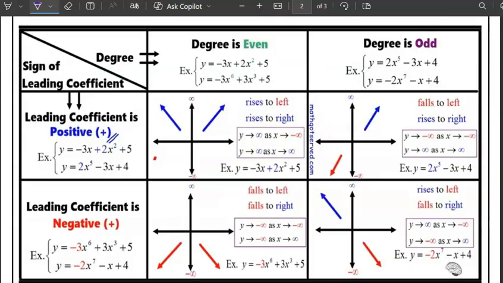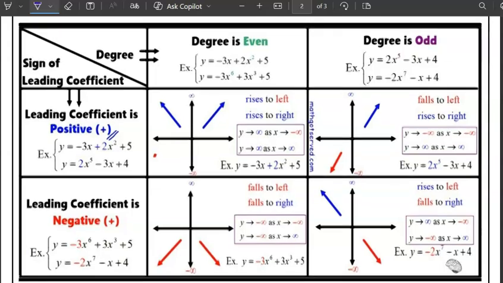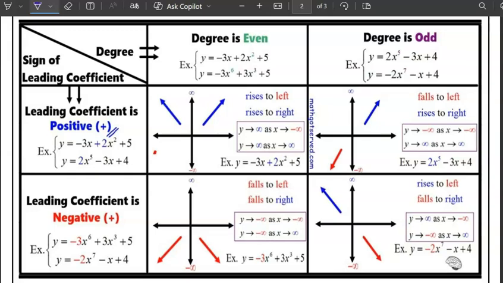On the next page, you have a chart that shows you the 4 different types of end behaviors you can have. If the leading coefficient is positive, you're either going to have up, up if the degree is even, or down, up if the degree is odd. If the leading coefficient is negative, we either have down, down, or up, down, depending on if that degree is an even or an odd number.